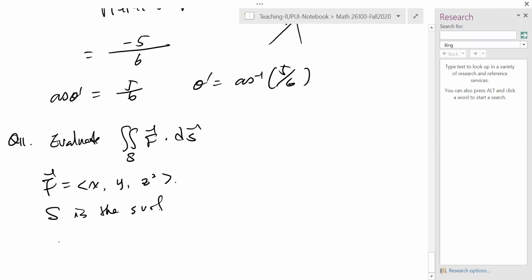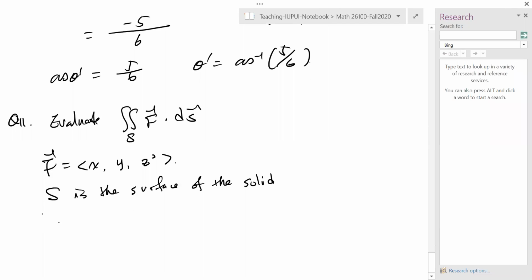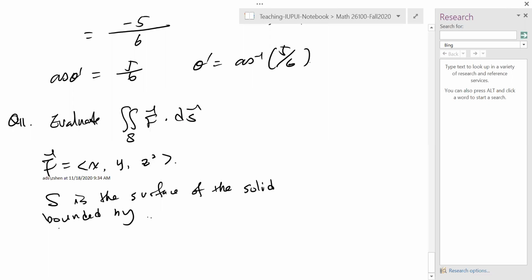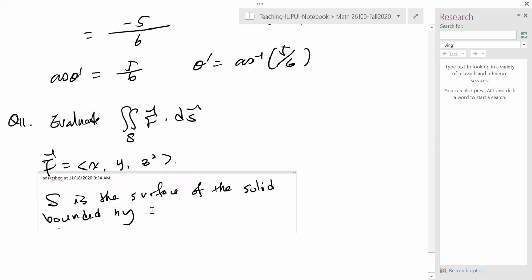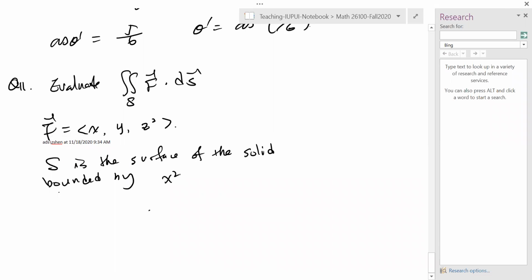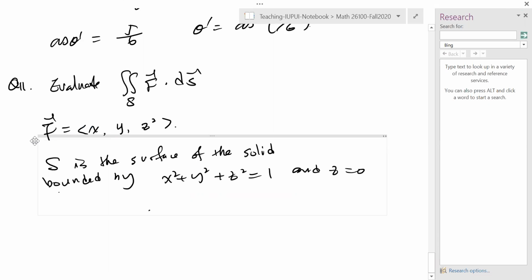S is the surface of the solid. Okay, and this solid, the upper hemisphere, is bounded by x squared plus y squared plus z squared equals 1 and z equals 0. Okay. So there are 2 surfaces here.